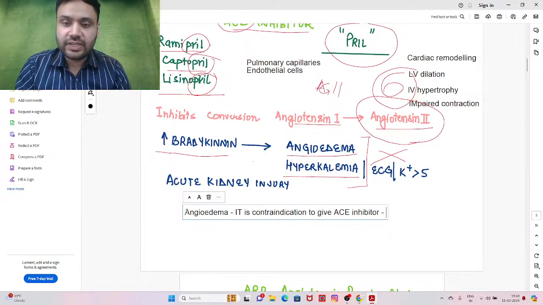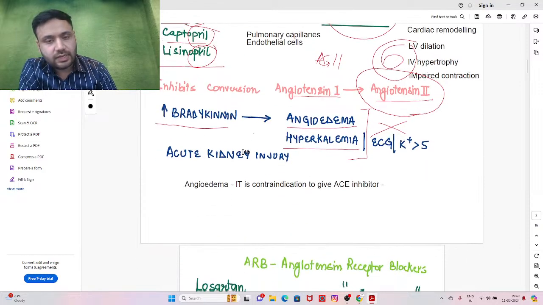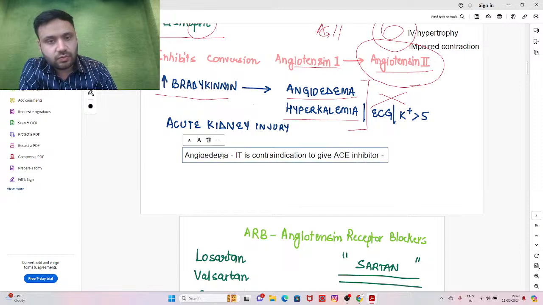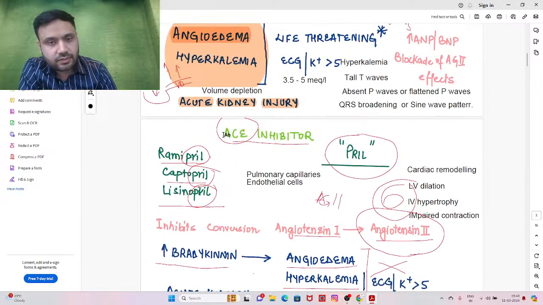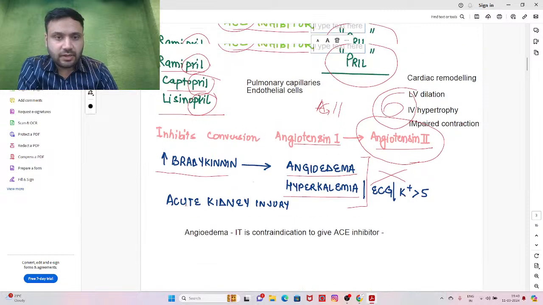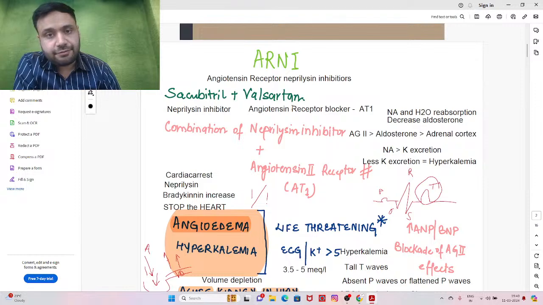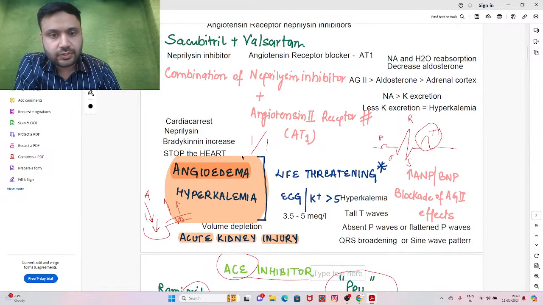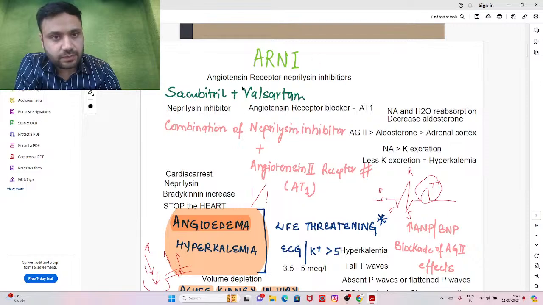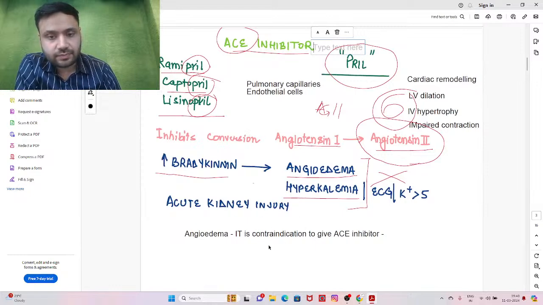Simple. Yes. So let's just say you gave a patient ramipril, and he came to you with angioedema. So the whole class of ACE inhibitors would be contraindicated in that patient. Similarly, in case of sacubitril plus valsartan, if some patient develops angioedema due to sacubitril, it is again a contraindication, right?